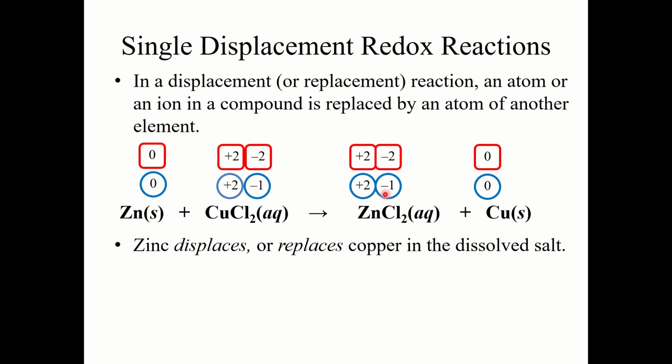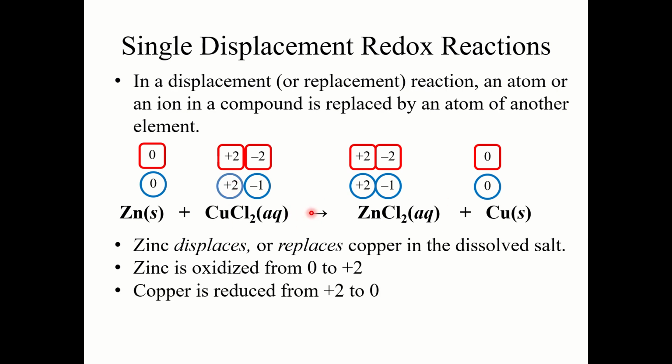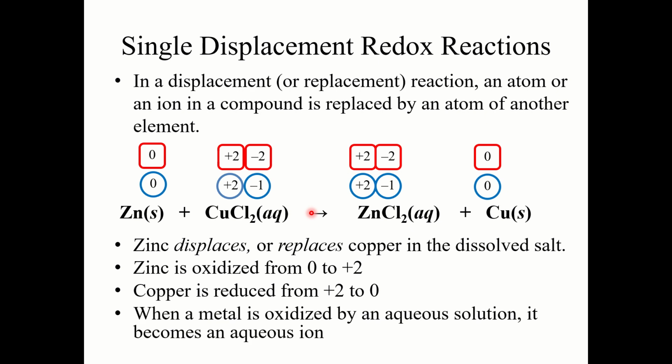So chlorine's oxidation number doesn't change, so nothing happened to chlorine. Zinc went from being 0 to being +2. Its oxidation number increased, so therefore zinc is oxidized, whereas copper, its oxidation number decreased. It went from +2 to 0. It gained electrons, so copper is reduced. And then again, we could also say that zinc is the reducing agent, and copper is the oxidizing agent.